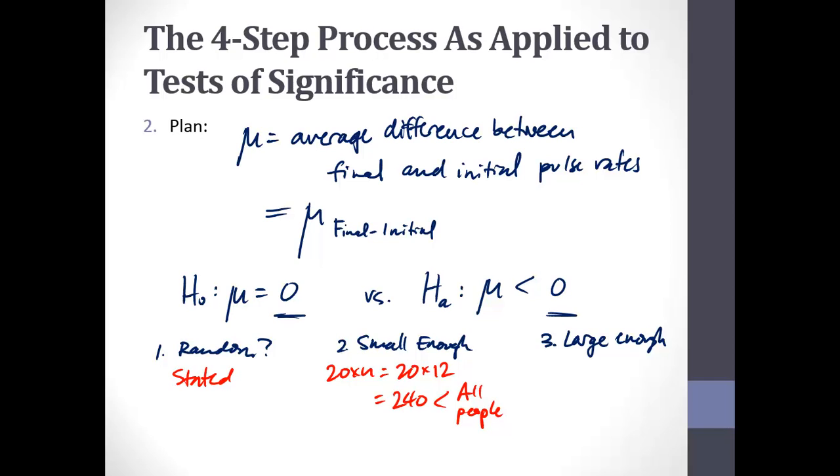Actually, I guess we're talking about students here. So this is less than the total number of students that we have. And our large enough condition again here, n equals 12. So again, less than 40, which means we don't have the easy way out here.